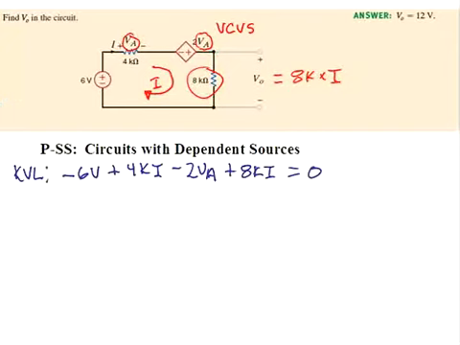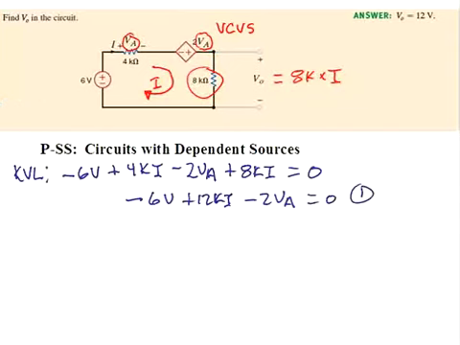Combining terms, we have minus 6 volts plus 12K I minus 2 VA equals 0. We'll call that equation 1.